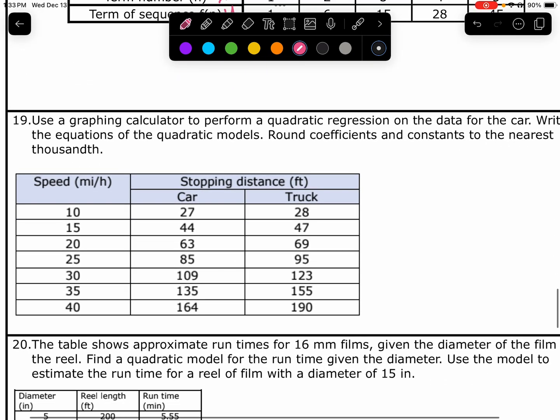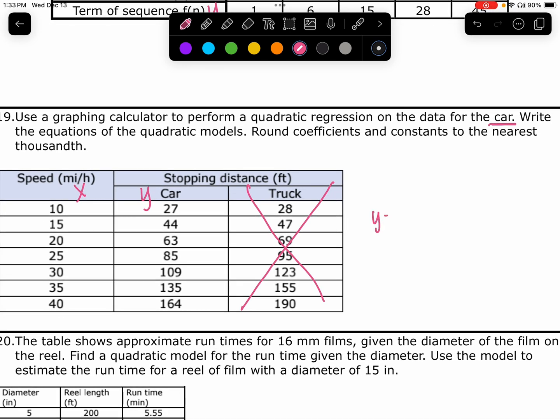All right, number 19, if you read through this problem, you'll see that we want the data for the car. We do not want the data for the truck. So this is going to be our x, car is going to be our y. And for this, you should get y equals 0.047x squared plus 2.207x plus 0.214 because we're rounding to the nearest thousandths. Thousandths is 3 decimal places. Try that on your own to see if you get the same thing.